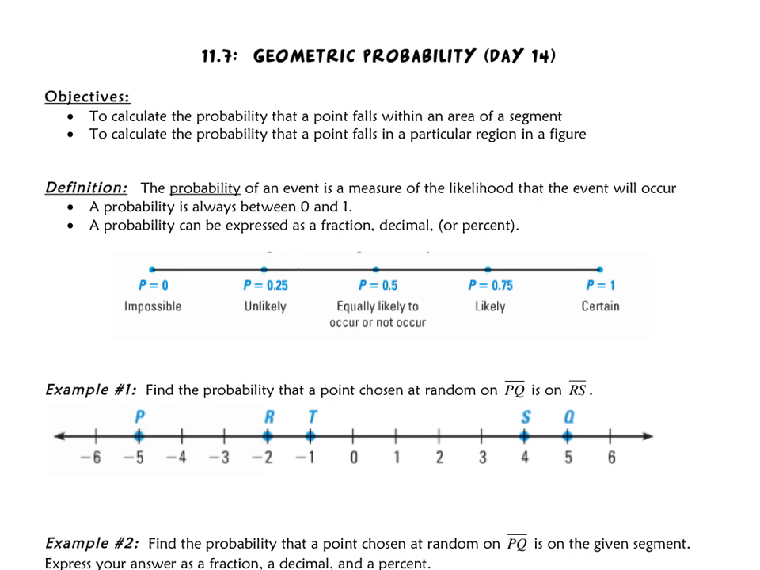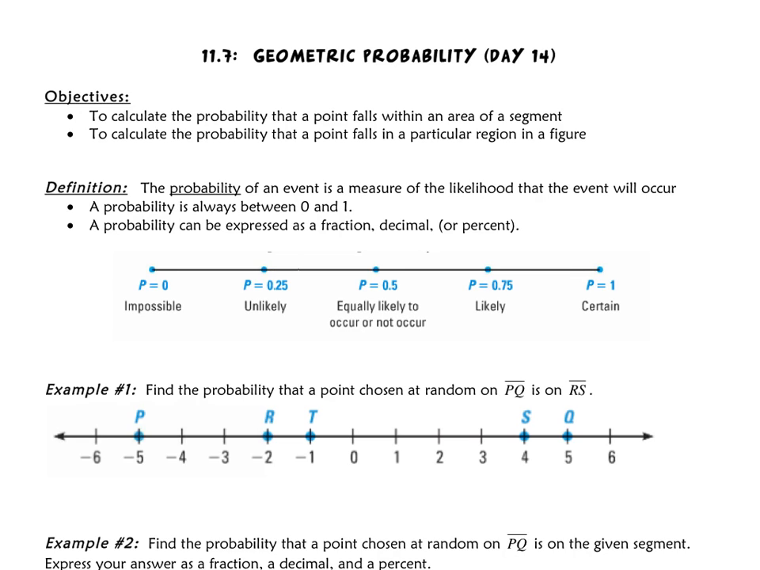Hello and welcome to section 11.7, which is on geometric probability, the last section of this chapter. So today's objectives are to calculate the probability that a point falls within an area of a segment and to calculate the probability that a point falls in a particular region in a figure.